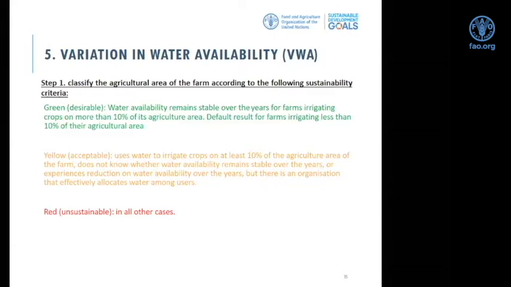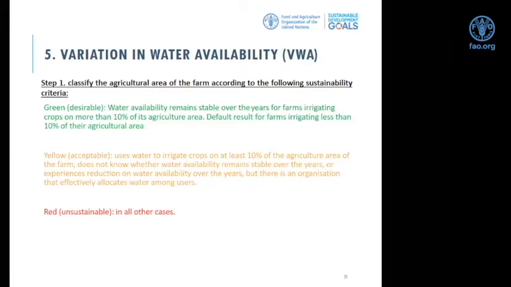It's observing a reduction in water, but there are local organizations which are mandated to ensure the delivery of water to different users according to established rules. So if this organization exists, and these can be public, owned by farmers or private operators, then we will classify this farm as yellow. And red in all other cases.